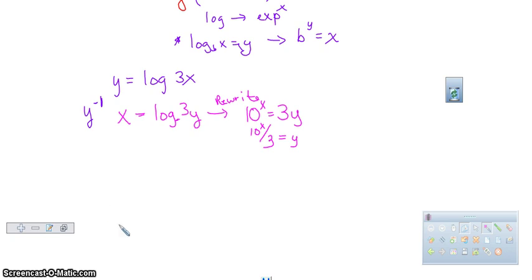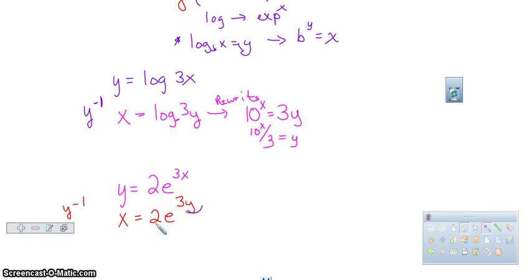Let's try another one. Let's try y equals 2e, the number e, raised to the 3x. First step, always the first step to finding the inverse, is to switch your x and y. So x equals 2e to the 3y. Now I need to solve for this y here. That's y up in the exponent. So what I need to do is rewrite it into a log form. See, our first example started as a log form. This one doesn't. So that means I want to write it as a log form.